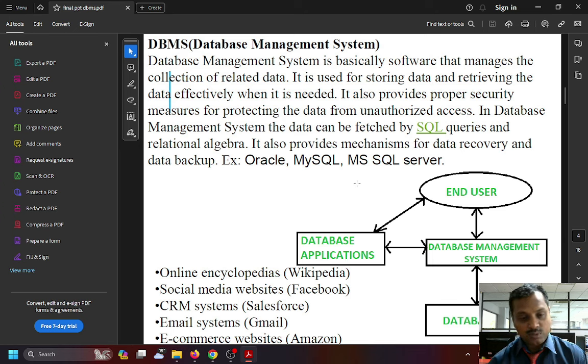One more example is the email system. When you are using Gmail, obviously it is a database management system implemented in the cloud. That is also one kind of database application through which you access data. Or maybe you are surfing the Amazon website; that is also because of the database. At the back end, you use database applications and a database management system to manage that data. So the database management system plays a very important role in everybody's life.